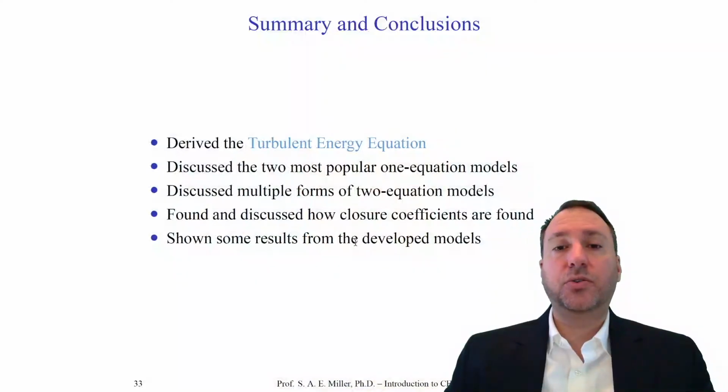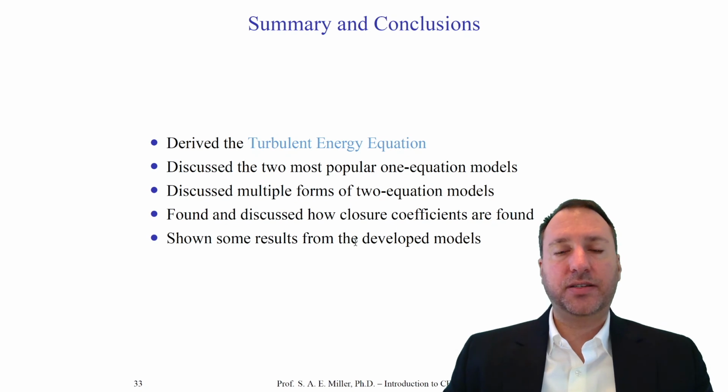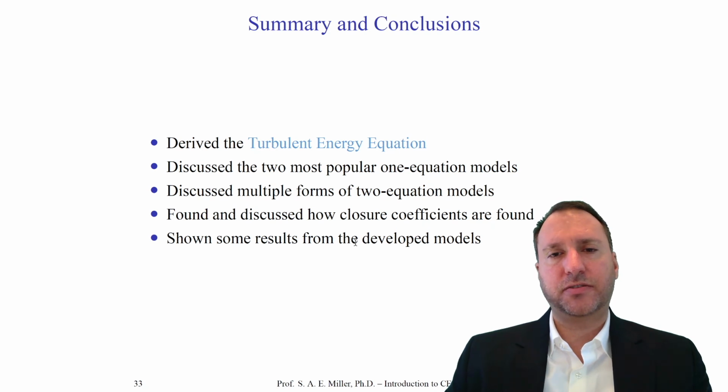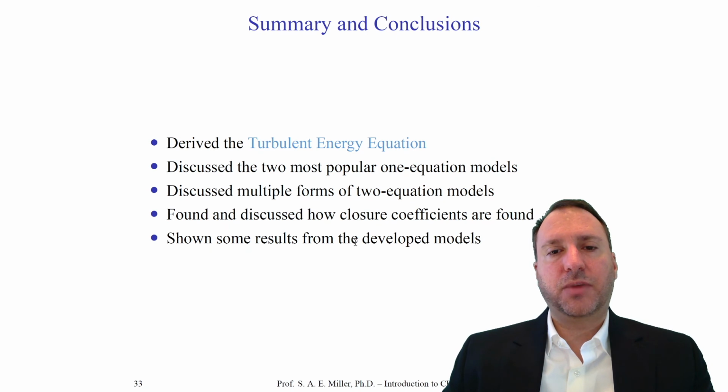We then discussed two of the most popular one equation models. We also discussed two forms of two equation models. With one of those models, we showed one particular closure, of course, of the standard and traditional k-omega model based on theoretical results, which we showed in previous classes. Then we found and discussed how the closure coefficients are found for other models, and we talked about boundary conditions briefly.